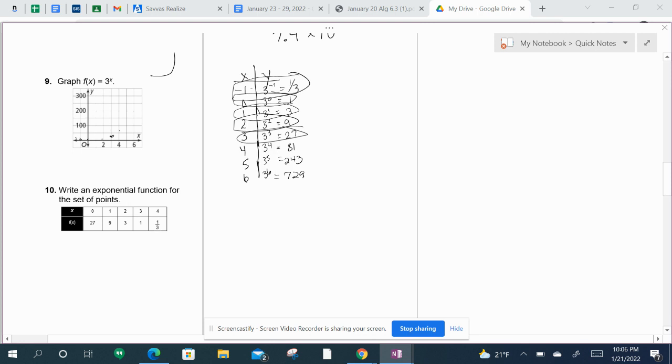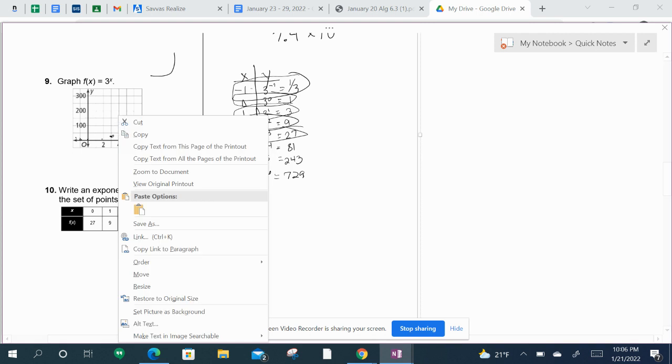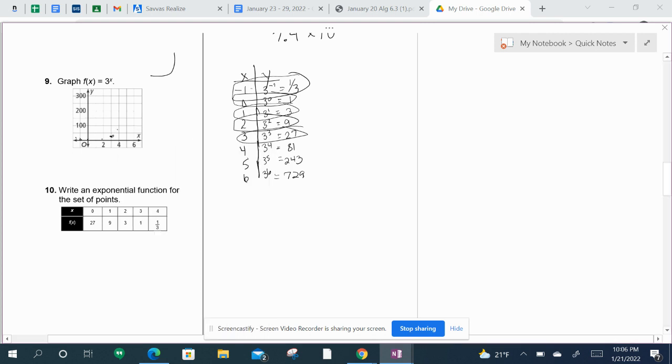4 is at 81, so just under 100 here. Keep pulling up this. 5 is at 243, so 5, 243. And then 6 is off of our graph. But knowing that this is supposed to be that curve shape, I see it start to form there.